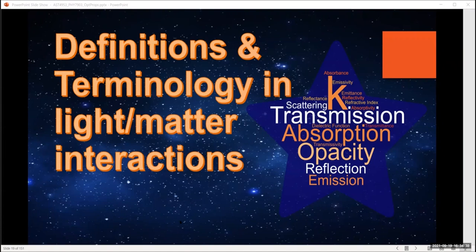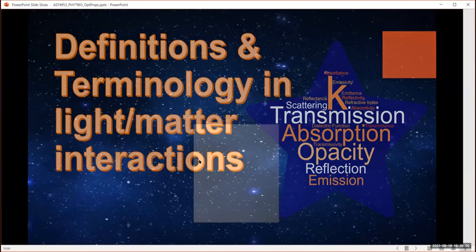This is the second video in a sequence on the optical properties of solids. In particular, this is going to be about definitions and terminology, because there's a lot of confusion about what the words mean, and also that we have a tendency to use the letter K too much, which I'll get into.